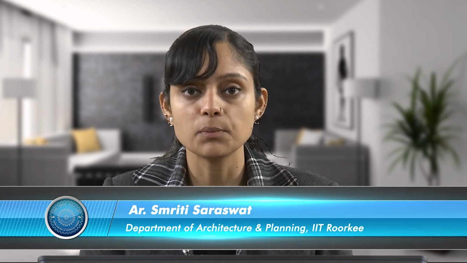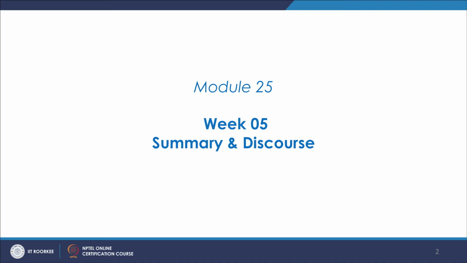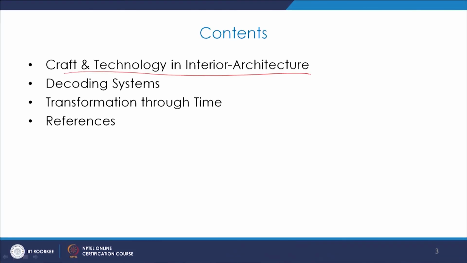Today we are going to see module 25, which is the summary of what we saw in the previous four modules, and we'll be just quickly seeing what all we brushed up in those four modules. So we'll be talking about craft and technology in interior architecture, how we discuss the decoding of systems, how we map the transformation through time and technology, and then the references.